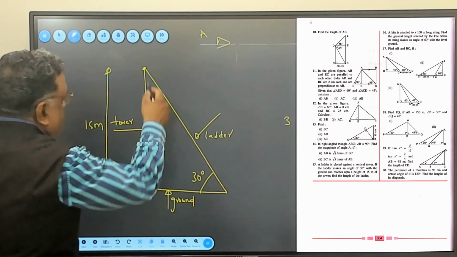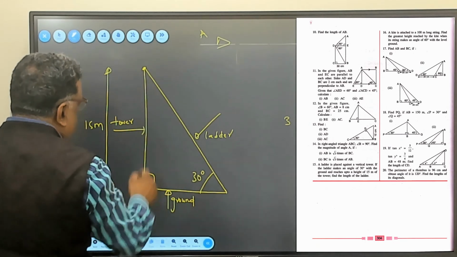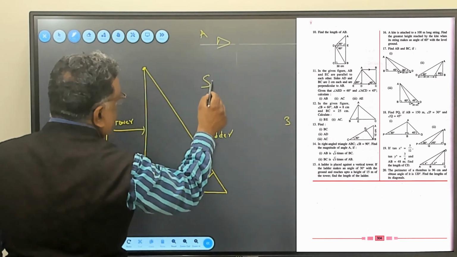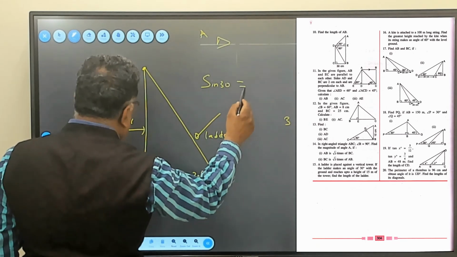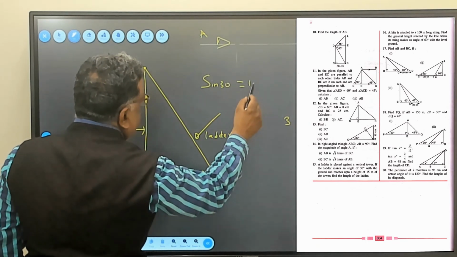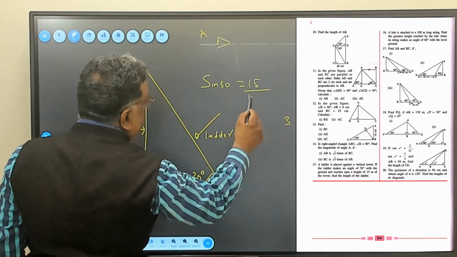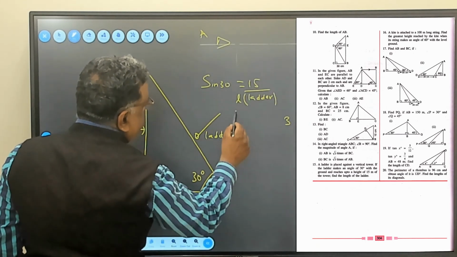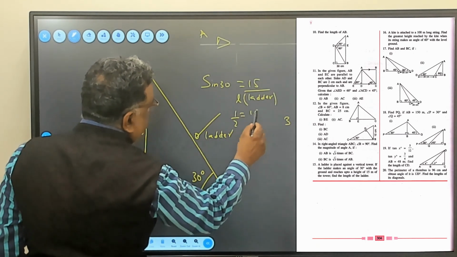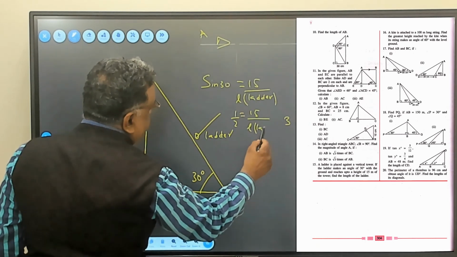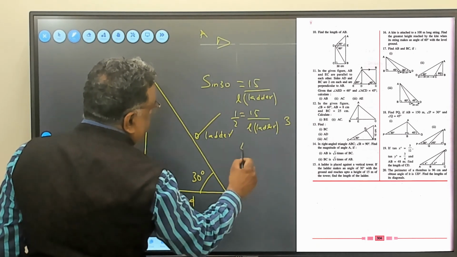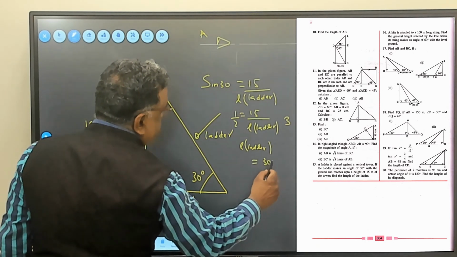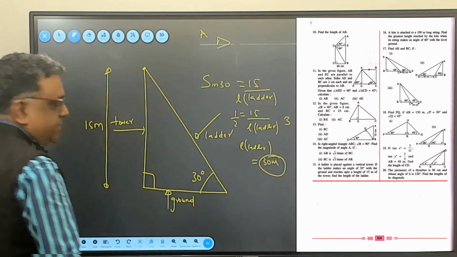So if I have to find out the length of this ladder, I have been given the opposite side. I want to find out the hypotenuse. The best way is sine 30. Sine 30 is opposite side is 15 upon length of ladder. Sine 30 is half. So 15 upon length of ladder. So length of ladder will become 30 meters. This is the answer.